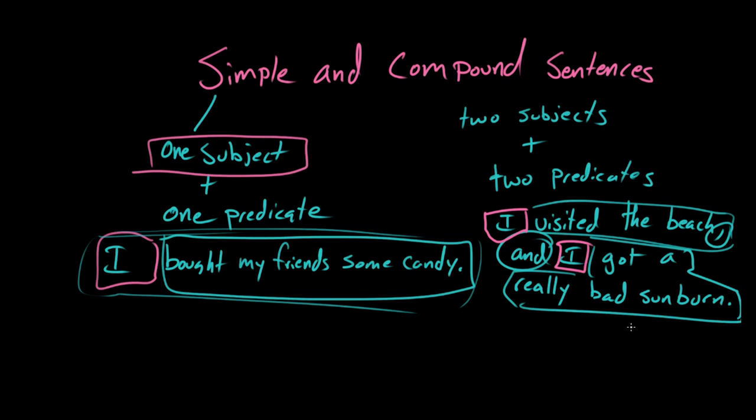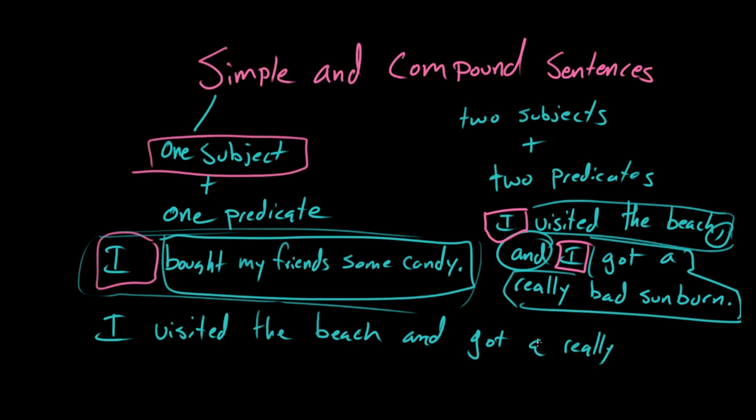Correct. What's important is even if it's the same subject, if it's I both times, well, if it were I visited the beach and got a really bad sunburn, then it would be a simple sentence. So Paige, I'm looking at this and I see I twice. What if I wanted to condense this sentence further? Is this a simple sentence or a compound sentence?